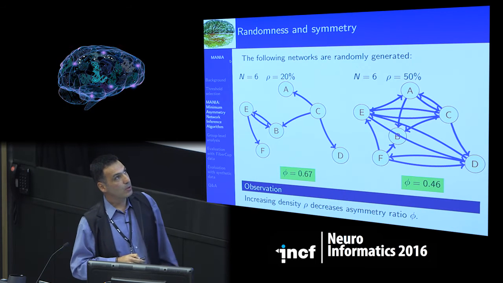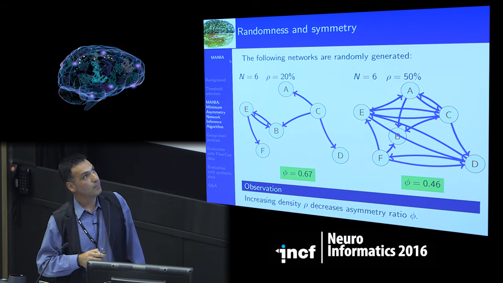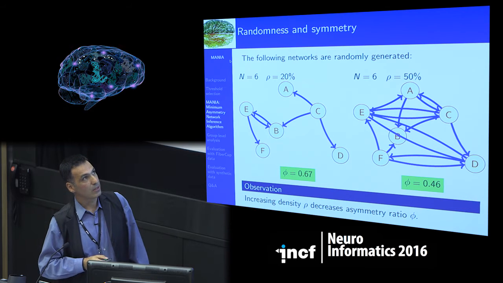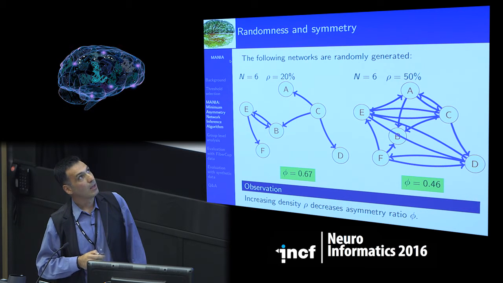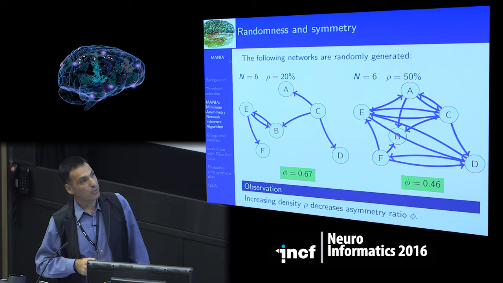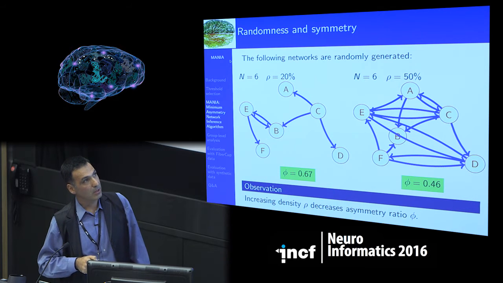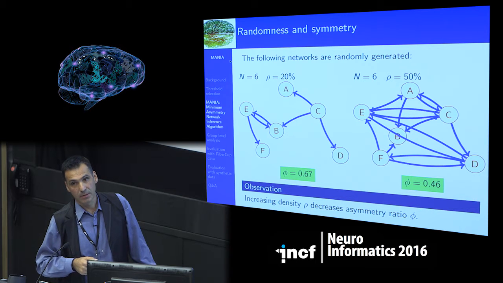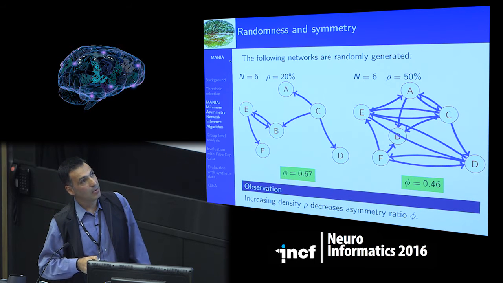It is important because depending on the density, the asymmetry ratio is changing. Here I'm just showing you 2 examples. A sparse network with only 20% of the edges being present, and another one with 50% of the edges being present. And of course, in both cases, the networks are randomly constructed. And of course, here, this network has a lower asymmetry just based on chance, right? It's more likely when you have a denser network that edges will be running in both directions.